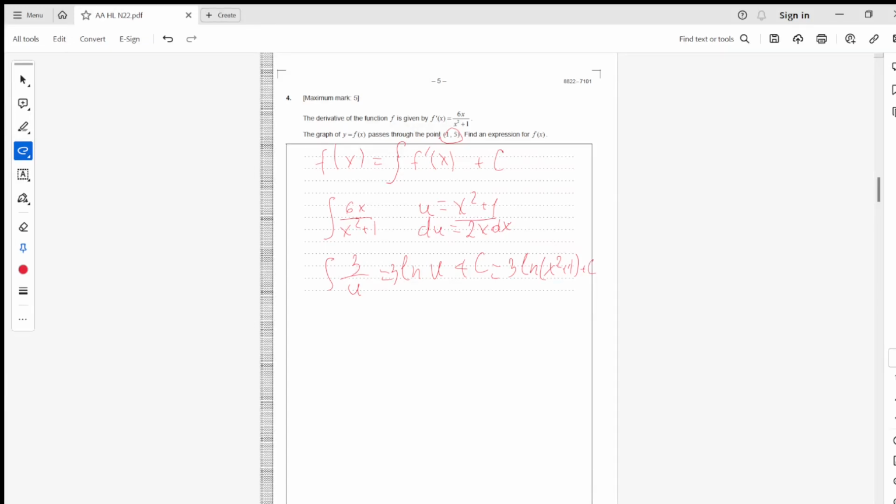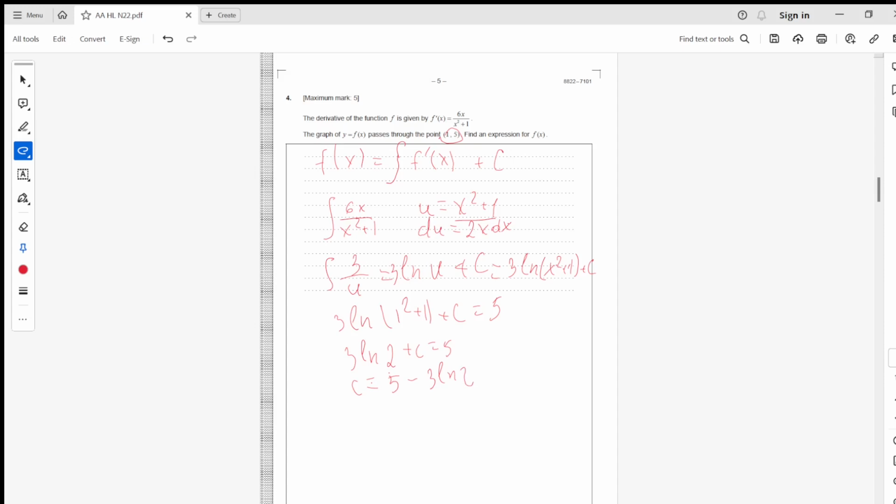So as we know, when x equals 1, y equals 5. So we can put x equals 1 into this function plus c, and it equals 5. Let's solve it for c. And c is equal to 5 minus 3 natural log of 2.